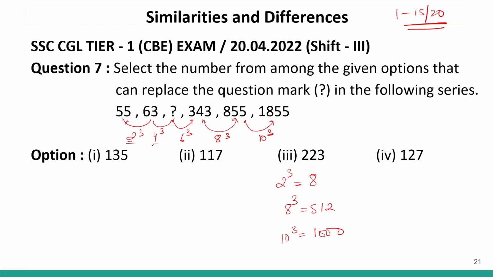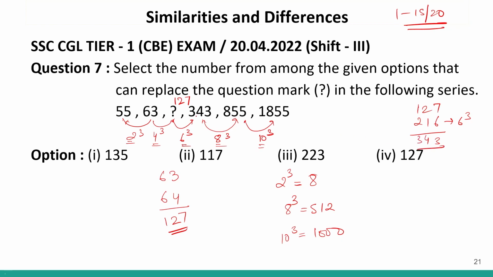What we are doing is cubing the next even term, right? So 4 cube is how much? 4 cube is 64, right? So I have to basically add 63 and 64. So I'll get 127. Now in 127, if I add 6 cube, which is 216, I'll get 343.